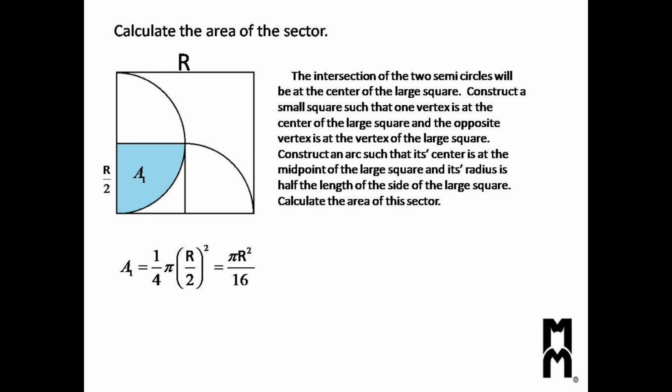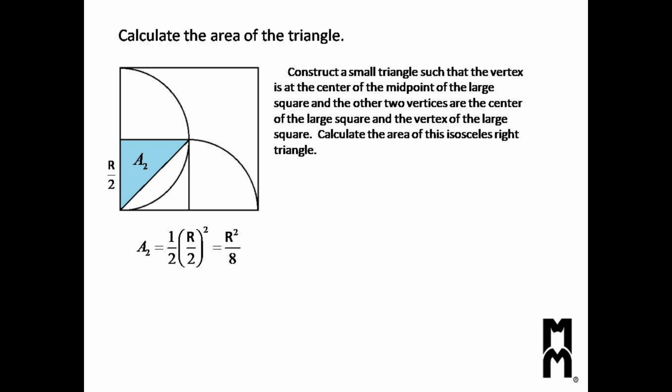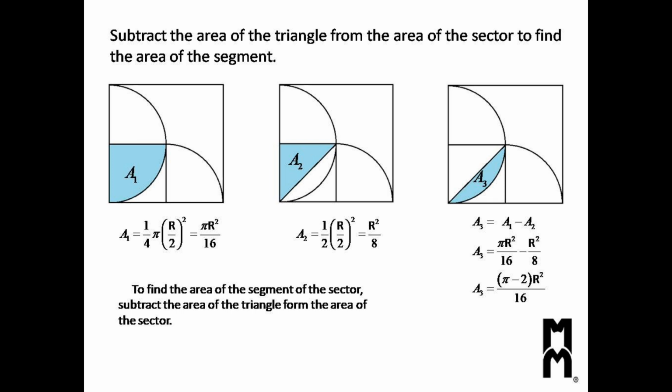This will be a general example followed by a specific example. For this problem, you should first put a square. So the intersection of the two semicircles is at the center of the larger square. We want to find out the sector area, area 1, which has a radius of half the side length of the square. That's r over 2. The formula is provided in the slide.